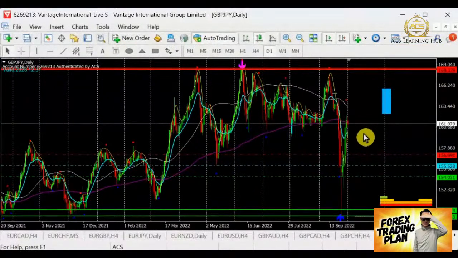So let's come back here. Over at this point here today, it seems like there is a sign of selling. Seems like there's a sign of selling.